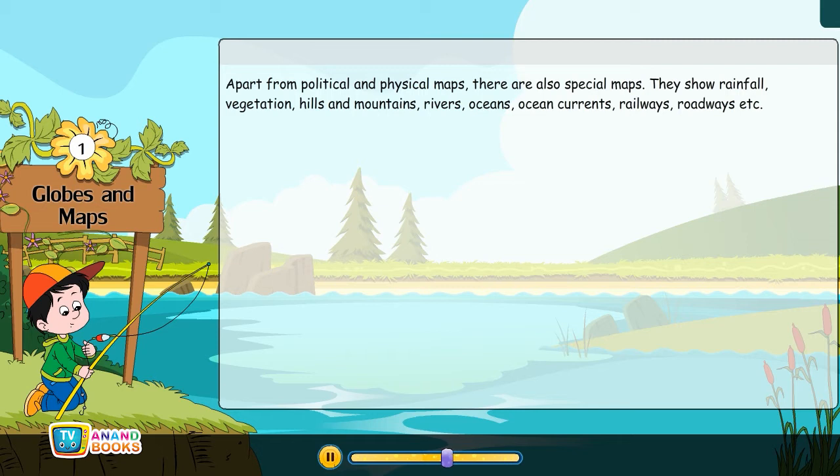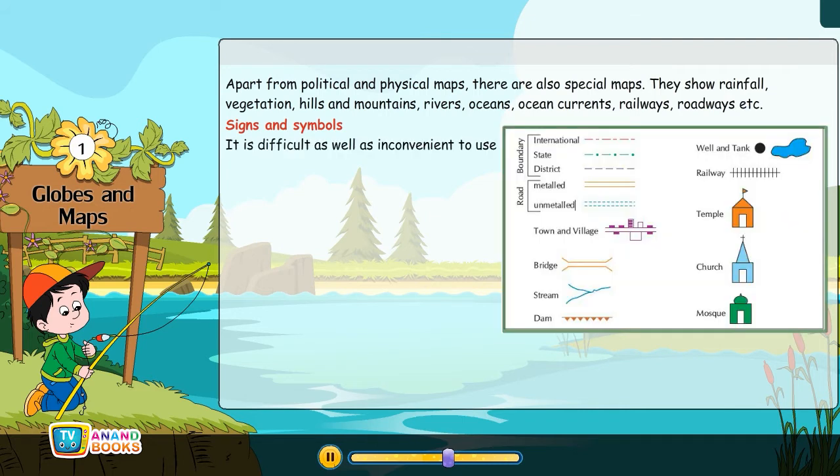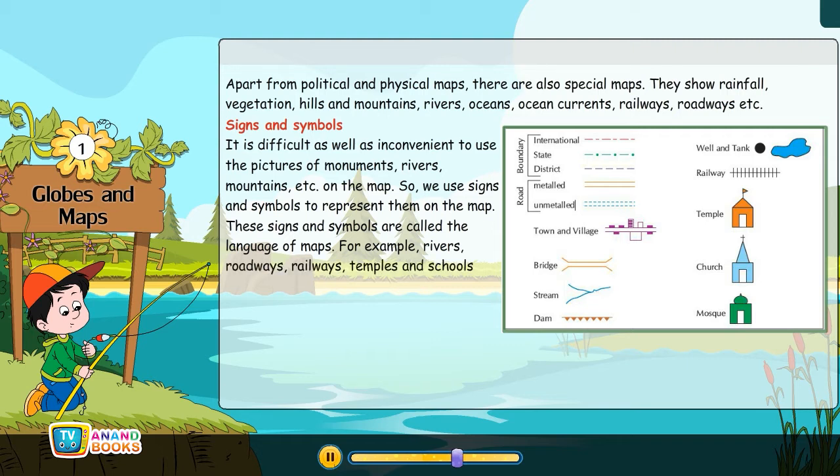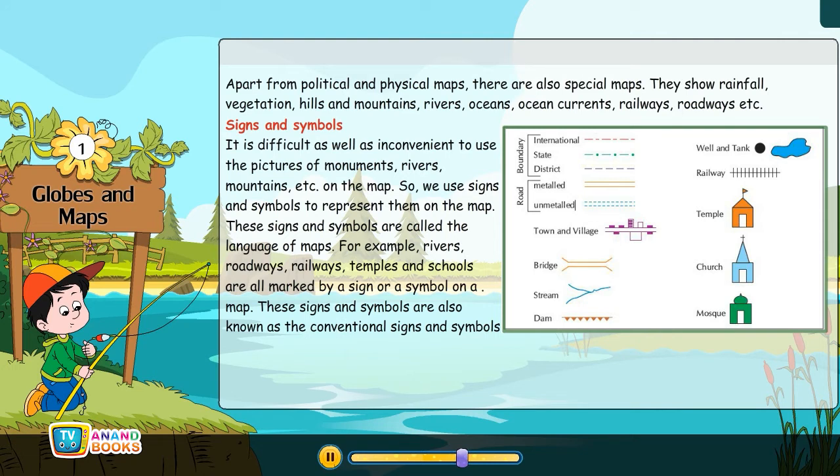Signs and symbols. It is difficult as well as inconvenient to use the pictures of monuments, rivers, mountains, etc. on the map. So, we use signs and symbols to represent them on the map. These signs and symbols are called the language of maps. For example, rivers, roadways, railways, temples, and schools are all marked by a sign or a symbol on a map. These signs and symbols are also known as the conventional signs and symbols. Maps contain keys that help us understand these symbols.